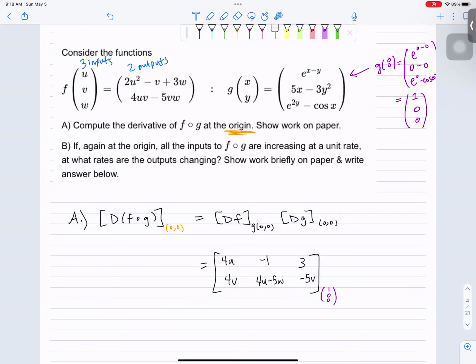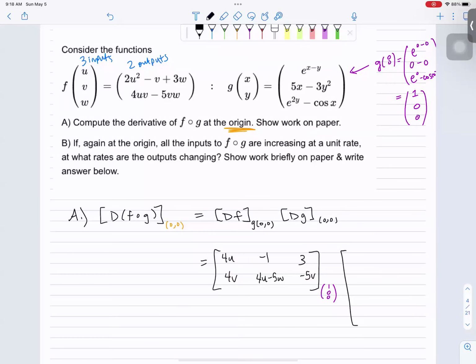Okay, and I also know that's correct. You can do a self-check because I should have 3 components here. Why? Because I have 3 variables in my derivative matrix, so I need 3 numbers to plug in. So it's a good thing that this is 1, 0, 0 and not just 0, 0.